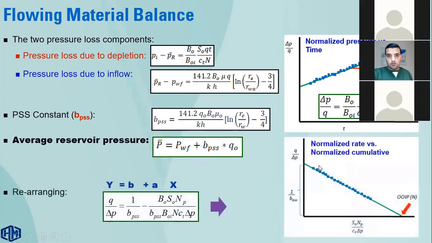The average reservoir pressure will be calculated as a function of Pwf, oil rate, and the pseudo-steady state constant, this term. Finally, we can plot q over delta P versus this term on the x-axis. The x-axis intercept of this relationship will be N, or original oil in place.